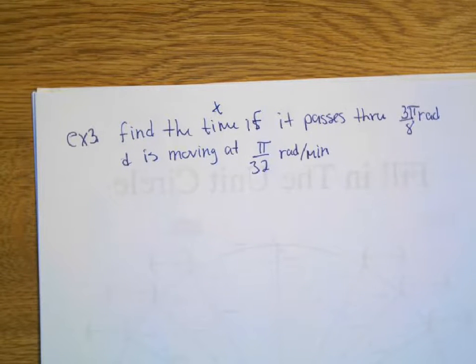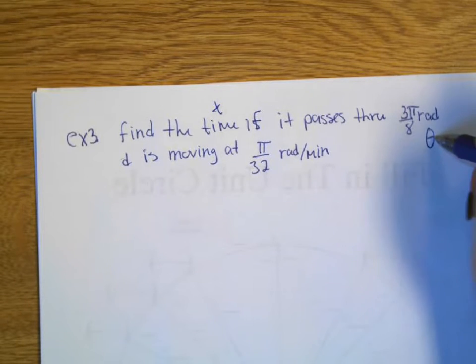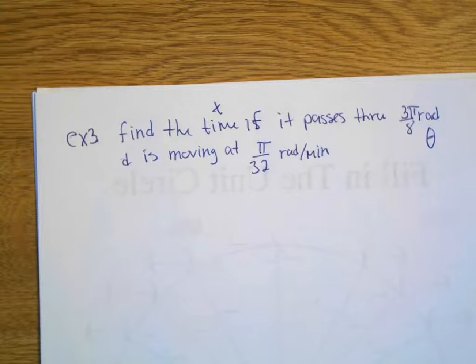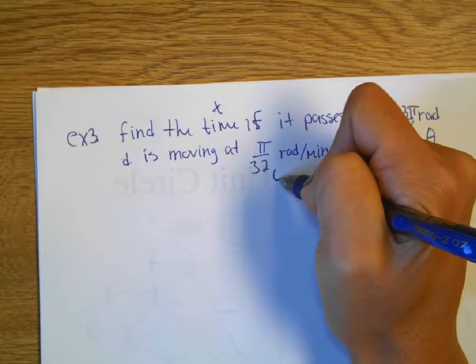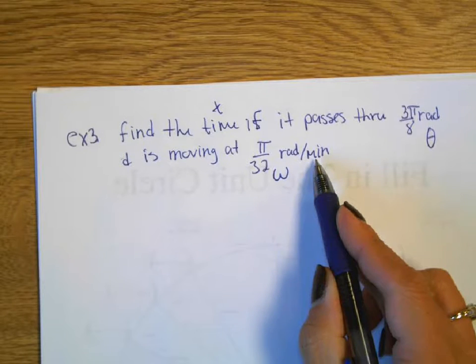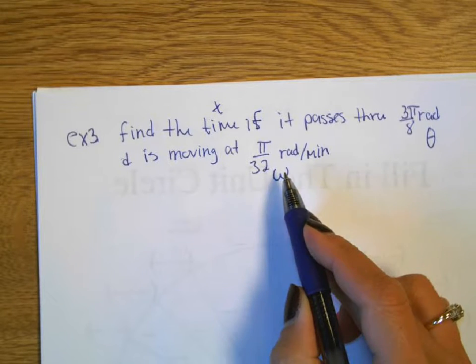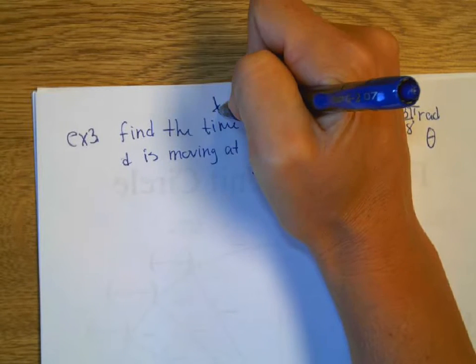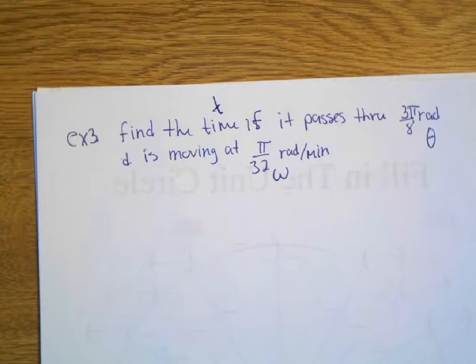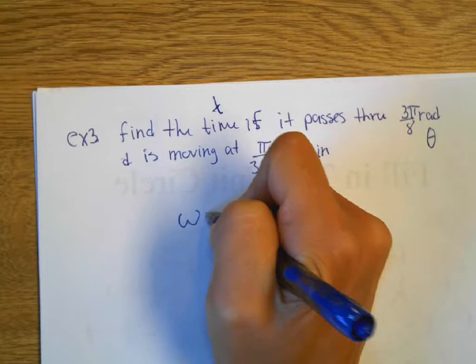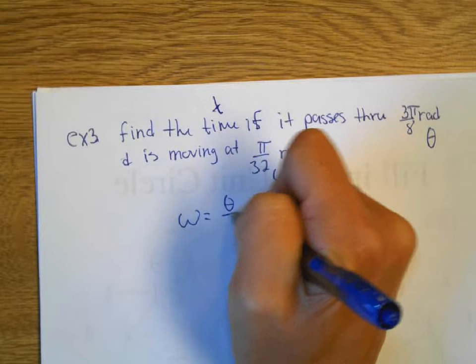I say the 3 pi over 8 is theta, because it's radians. And then the pi over 32 is omega, because it's radians per time, that's our W, our angular velocity. Then we're looking for T. So it's the same formula again. W equals theta over T.